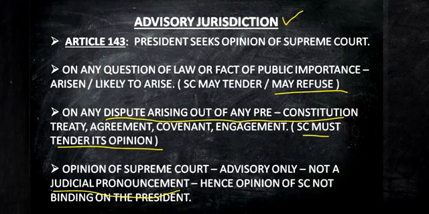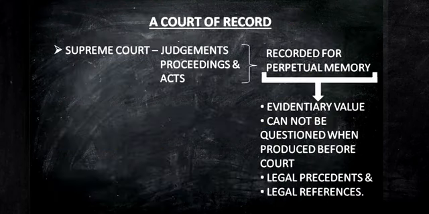Is it clear? So the opinion of the Supreme Court is not binding on the President, and the President need not implement every advice given by the Supreme Court. So this is the advisory power the Supreme Court has, and some of the exceptions in that particular power. Is it clear? Now we will move on to the next one.